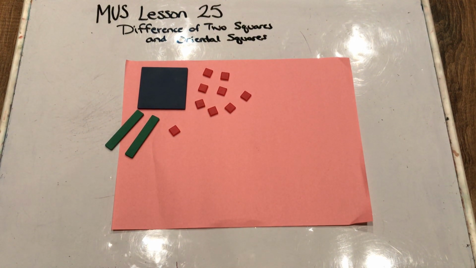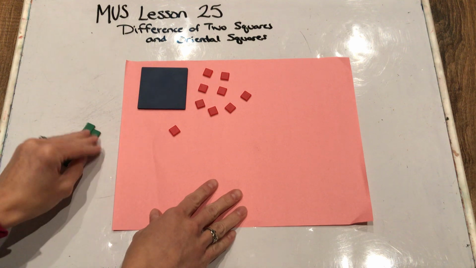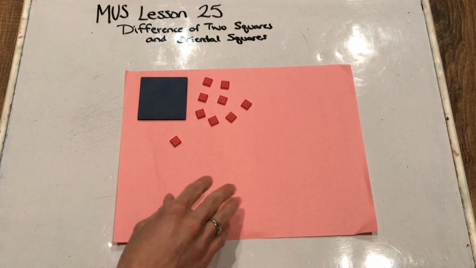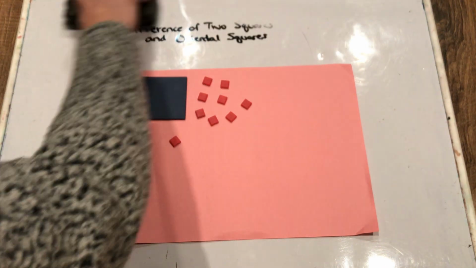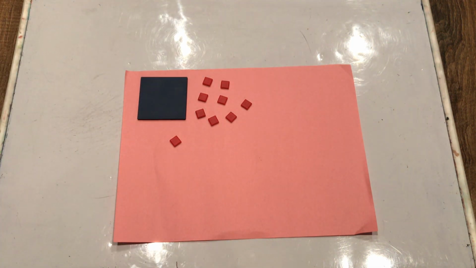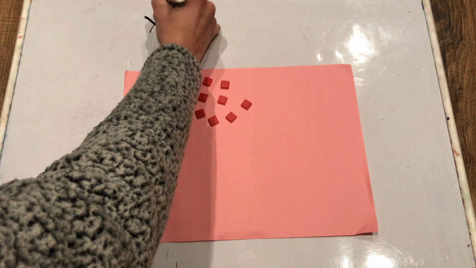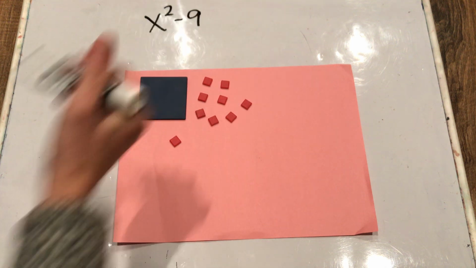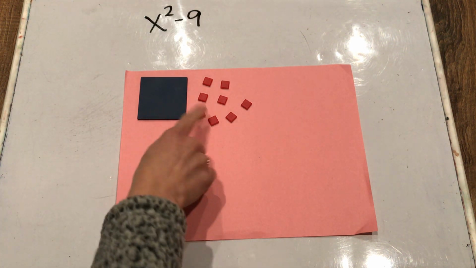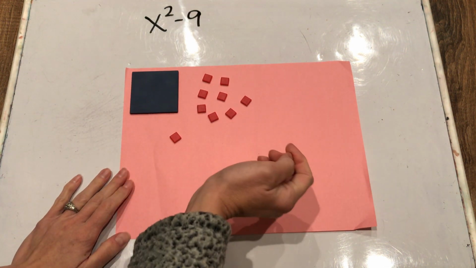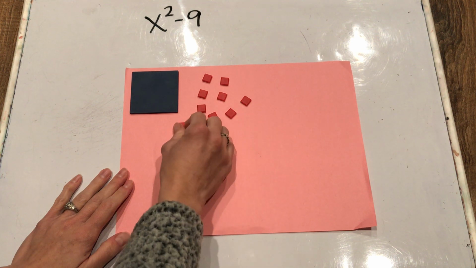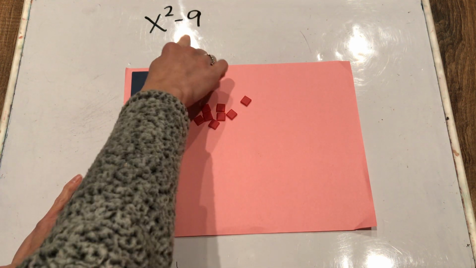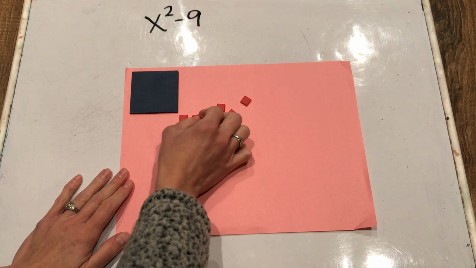Today we'll be doing lesson 25, the difference of two squares. So let's look at our first example. How do we factor x squared minus 9? That's what we have right here. We see 9 is a perfect square and there's no x term here. So how are we going to factor this?